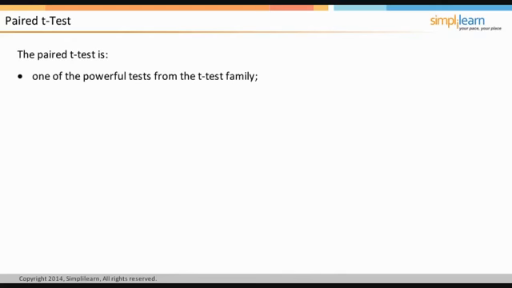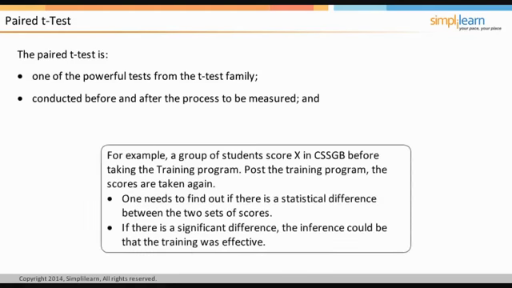The paired t-test is one of the most powerful tests from the t-test family. The paired t-test is conducted before and after the process to be measured. For example, a group of students score X in CSSGB before taking the training program. Post the training program, the scores are taken again. One needs to find out if there is a statistical difference between the two sets of scores. If there is a significant difference, the inference could be that the training was effective.